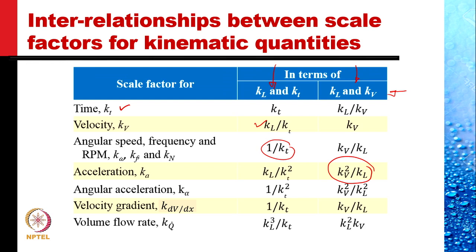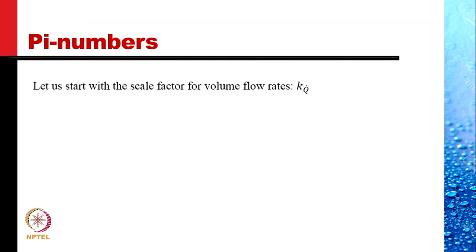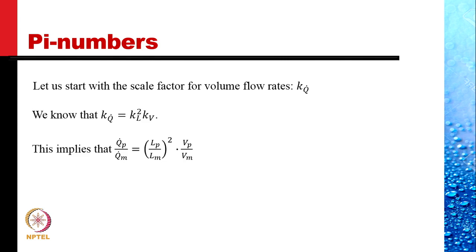Pi numbers. Given one example for the velocity, let's give one more example. Let's obtain a pi number involving the volume flow rate, Q dot. Volume that passes through in 1 second, in 1 unit time. So scale factor for Kq dot, we just obtained in the last table that Kq dot can be written in terms of Kl and Kv as Kl square times Kv. The another formulation was Kl cubed divided by Kt.